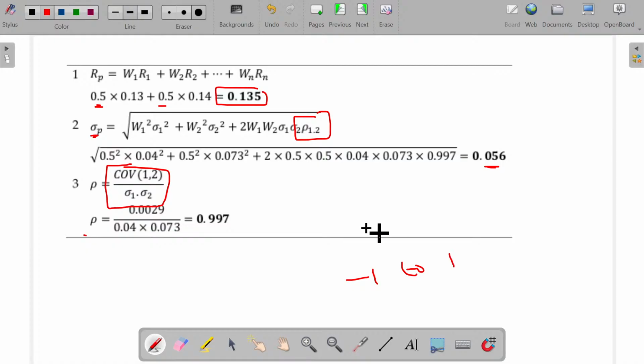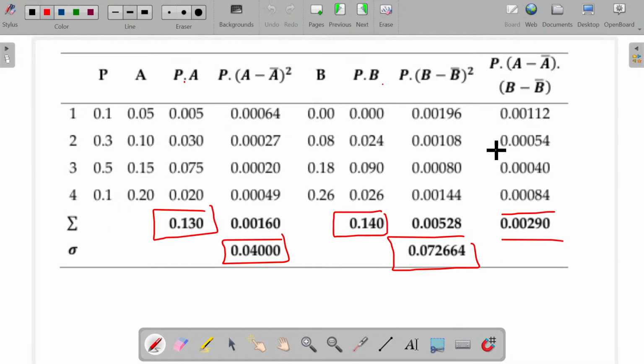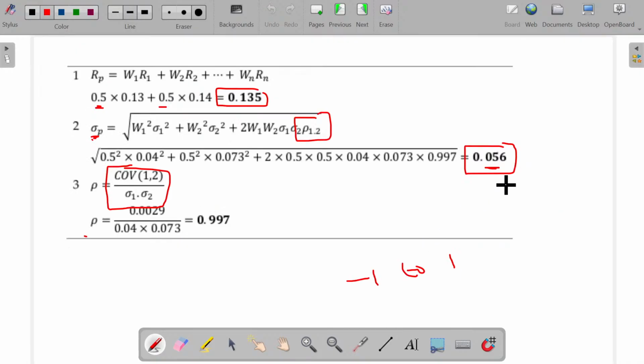Here, the standard deviation of this portfolio is 0.56. What about the standard deviation of A? 0.04, and the standard deviation of B is 0.07. The standard deviation of the portfolio is actually higher than A but lower than B. But in the earlier case, it was the lowest compared to A and B. Okay, why? That why is very, very important. That's why the Markowitz model became very popular.